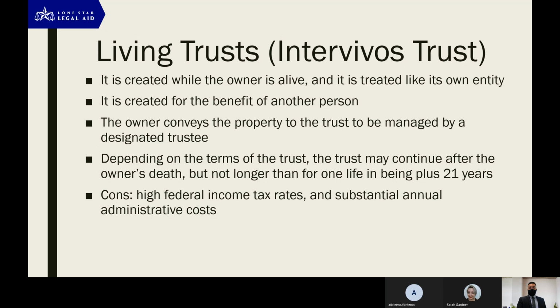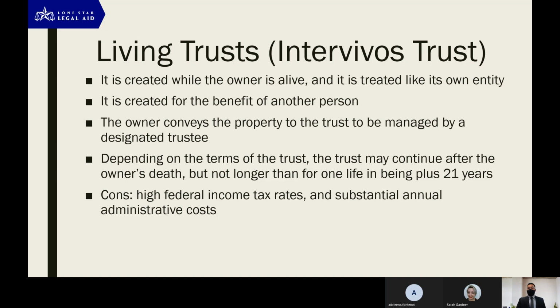Another piece of non-probate assets are living trusts or inter vivos trusts. These are created while the owner is alive, and the trust is treated like its own entity. And this is created for the benefit of another person. So a trust in the interest of my son. If I created that, it would be for the benefit of my son, and the trust itself would be treated like an entity or a business, really.